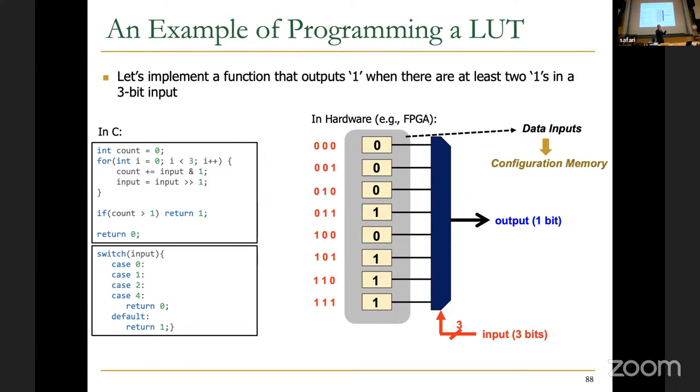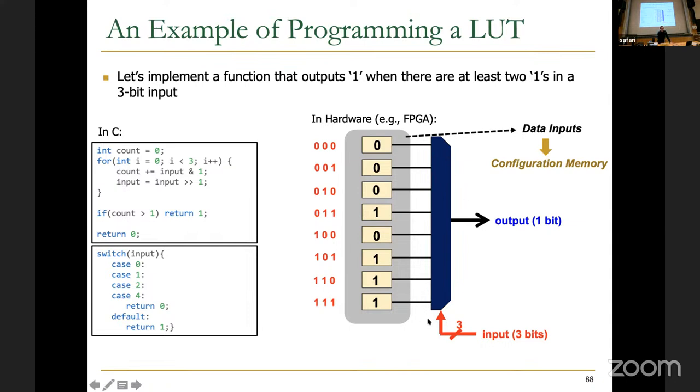If you have a function, you can program the FPGA, a bunch of multiplexers, and that FPGA implements the function that you program it with. So if the function looks like what I showed you earlier, basically this is the function: a function that outputs 1 when there are at least 2 ones in a 3-bit input. These are the C-level implementations. Don't look at that. This is a hardware implementation, basically.